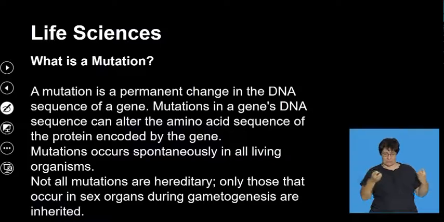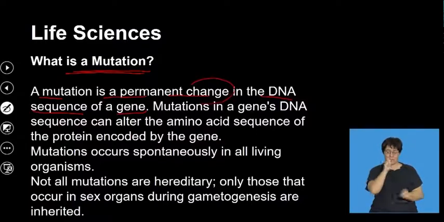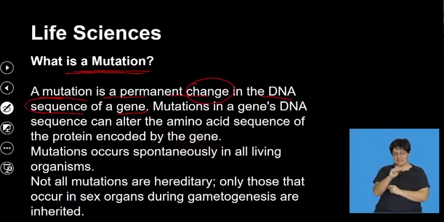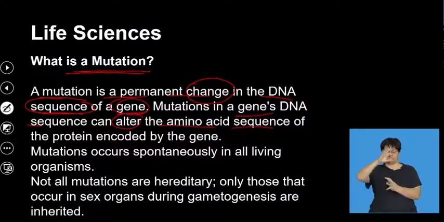Okay, so let's get straight into trying to understand what is a mutation. A mutation is a permanent change in the DNA sequence of a gene. Let's try and understand that again. So it is a change in the sequence of a gene. Okay? Mutations in a gene sequence can alter the amino acid sequence of the protein encoded by the gene.